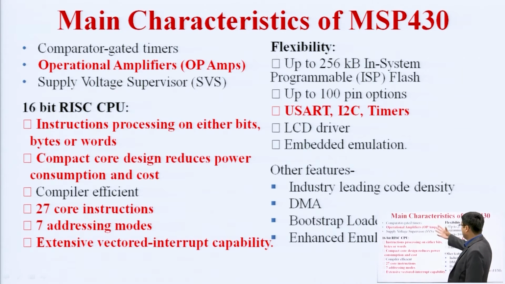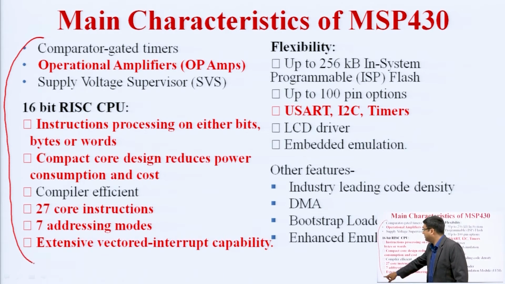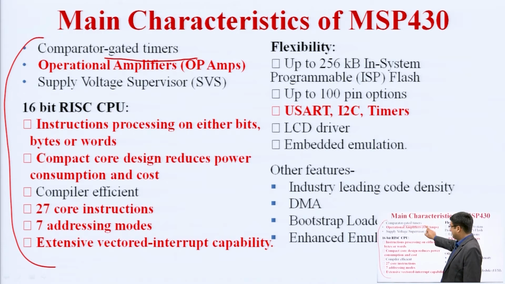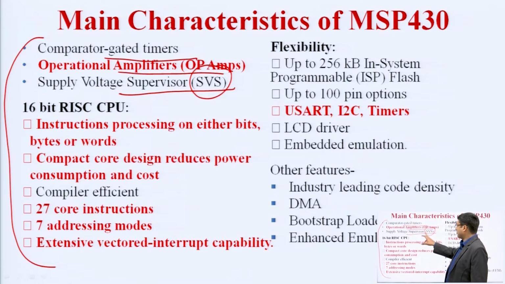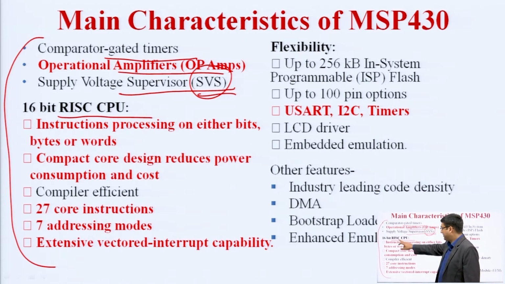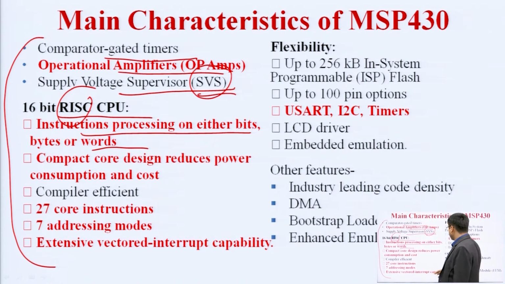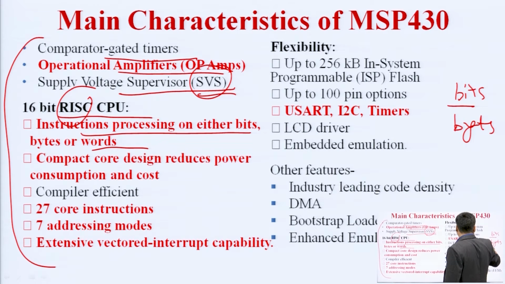Now, more characteristics of MSP430. Comparator gated timers. Operational amplifiers, op-amps, are available in MSP430. Supply voltage supervisor, we will see in our block diagram what is the role of SVS. 16 bit RISC architecture, we have seen that it has a RISC processor. Instructions processing on bits, bytes or words. What does it mean? It means that we can execute instructions on bits, bytes, or as a word. One word is 2 bytes.